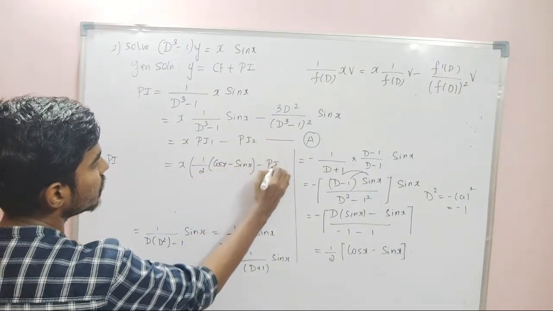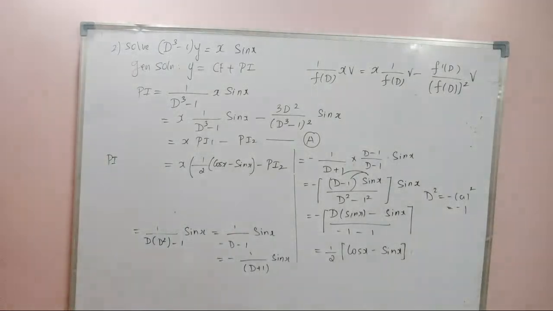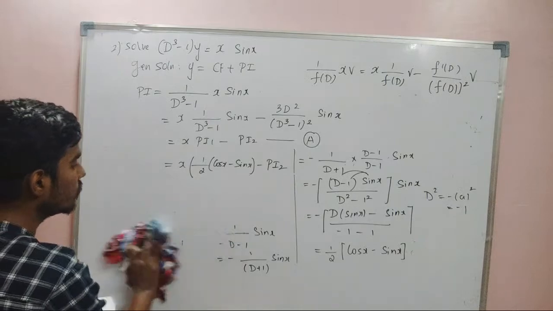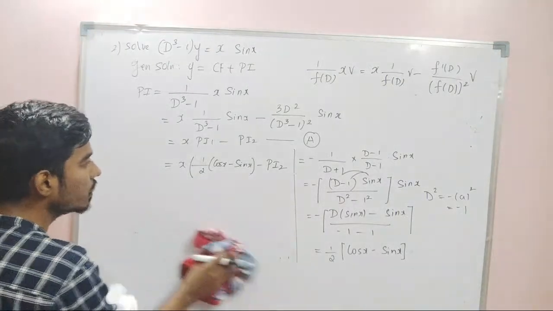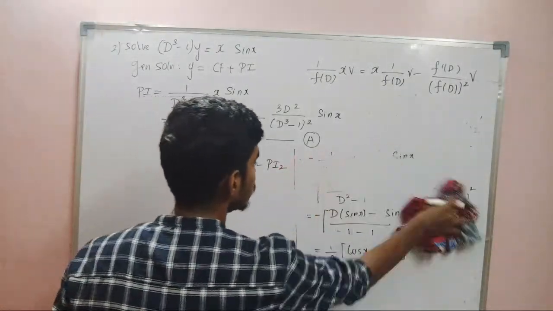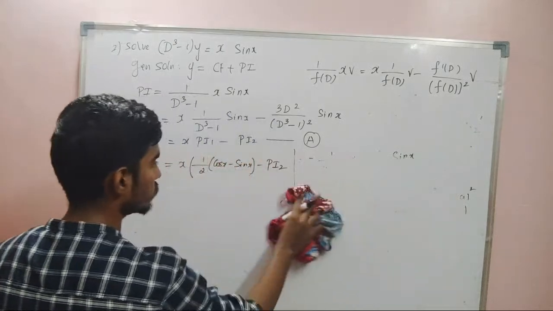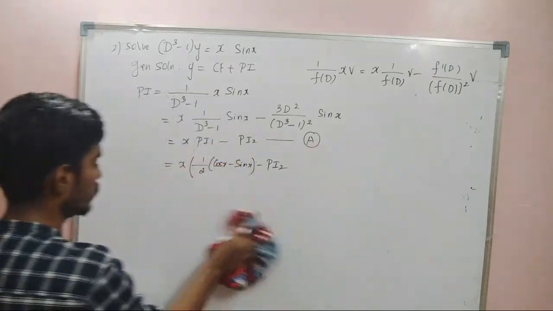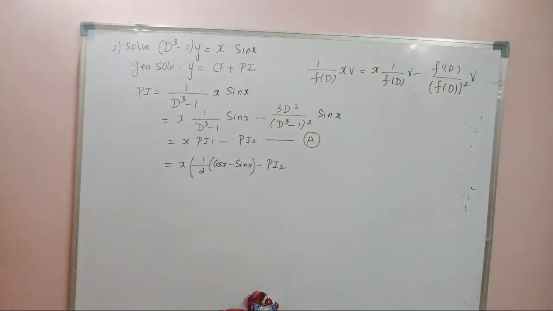Now I need to find PA2, right? After finding PA2, we can substitute here, then that will be my particular integral, and if I add the complementary function to that, it will be my general solution. So again I will repeat, if you have watched the previous video only then you will understand this video. If you straight away watch this video, it will be difficult to follow, right?